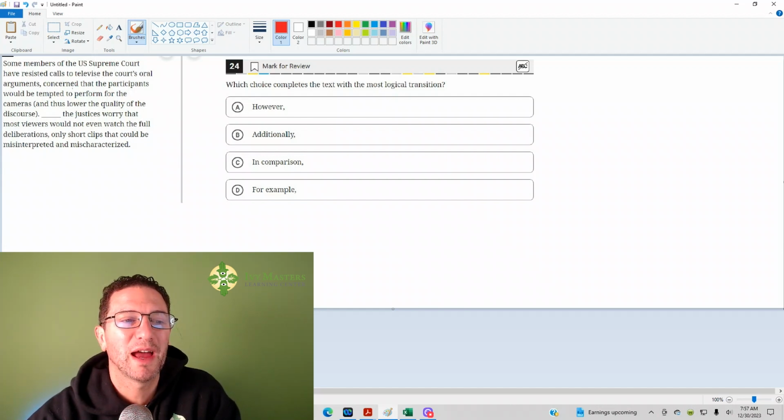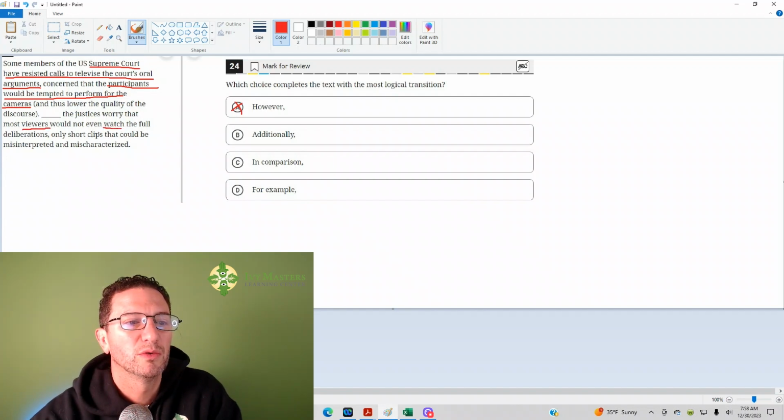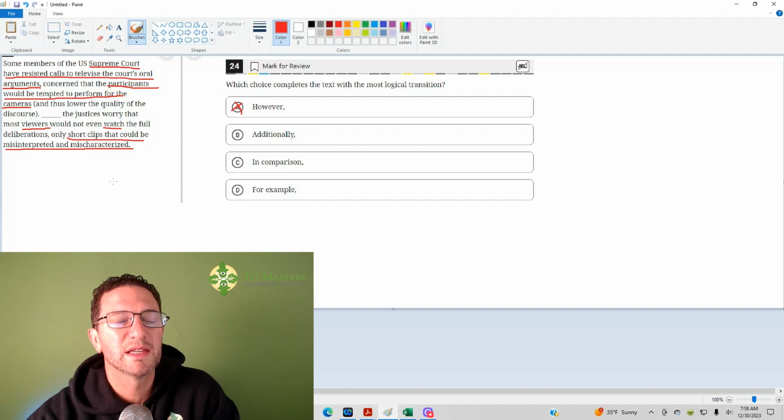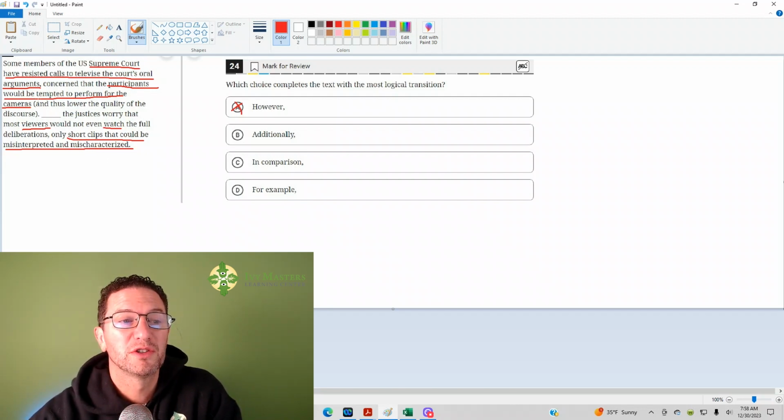They show similarity. So there are two reasons that the Supreme Court have resisted calls to televise the court's oral arguments. One is that participants would be tempted to perform for the cameras. And the other is that viewers would only watch short clips that could be misinterpreted and mischaracterized. So what we've got is two reasons that the U.S. Supreme Court is not looking to televise the court's oral arguments. In other words, you've got the first reason, and then you've got an additional reason.